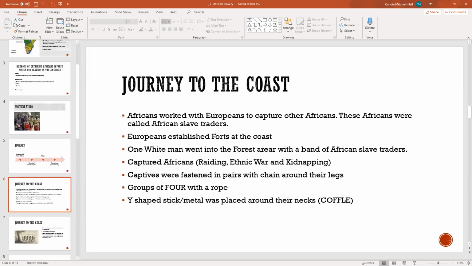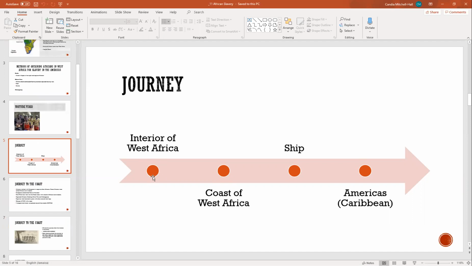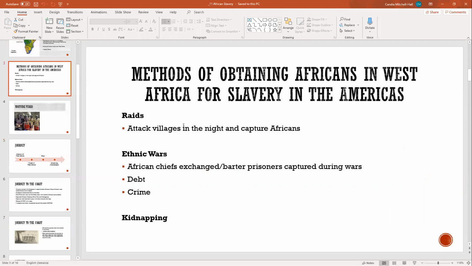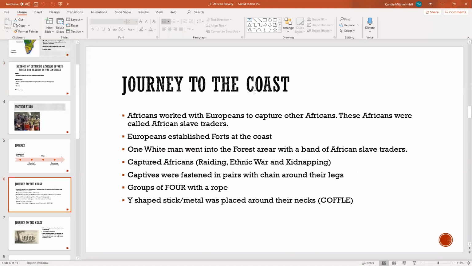Let us look at the journey to the coast. So we know for sure that they captured them here either by raids, through ethnic war, or kidnapping. Then they are on their way to the coast. Now, Africans would have worked with Europeans to capture other Africans. These Africans who actually worked with the Europeans were called African slave traders, right?